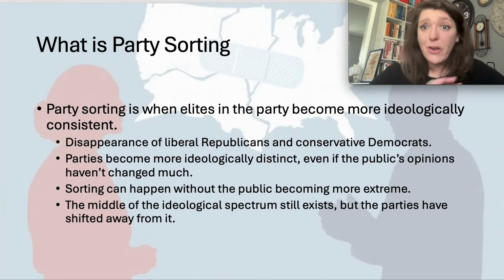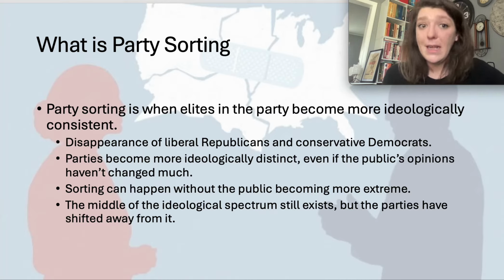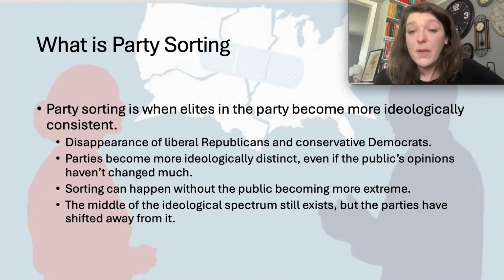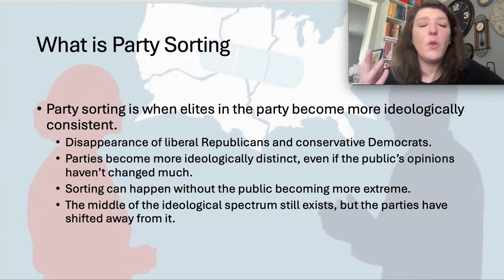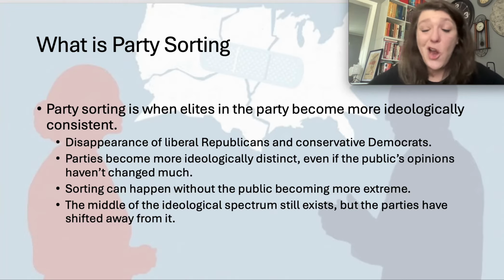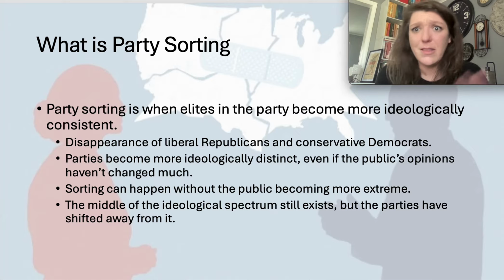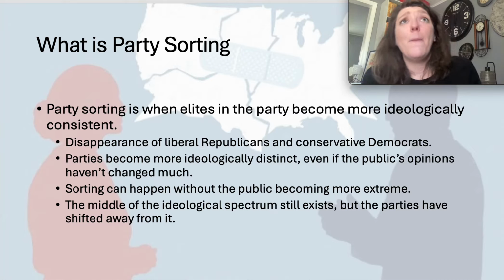So what is party sorting across the board? Party sorting is when the elites in the party become more ideologically consistent. In this realm, those elites in the party, the politicians, the activists, and the media, we don't see liberal Republicans anymore, and we don't see conservative Democrats. All the conservatives are Republican, all the liberals are Democrat. We create this divide. I know that seems weird because we're like, of course, the liberals are Democrats and the conservatives are Republican. That seems obvious. But we're talking about just the party elites.